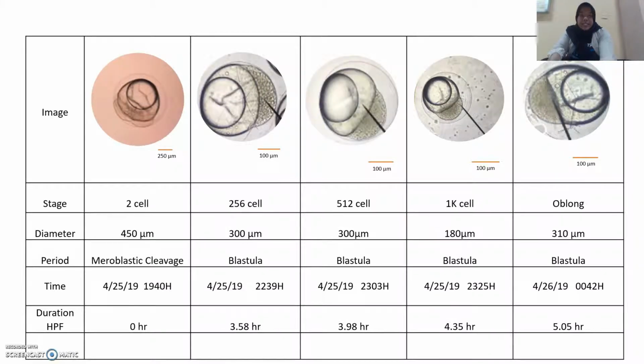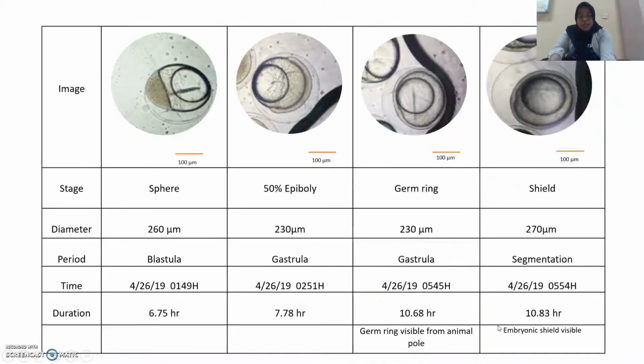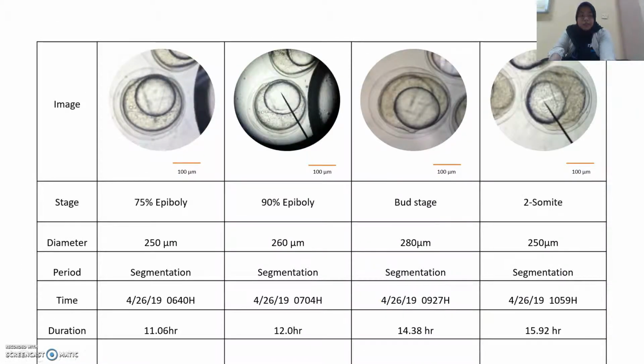So we proceed to the next treatment, which is treatment B. In treatment B, we are using 0.2% of sodium bicarbonate. So the egg starts to develop during the 2 cell on the cleavage period and also stops developing at the 2 somite stage at 15.92 hours.